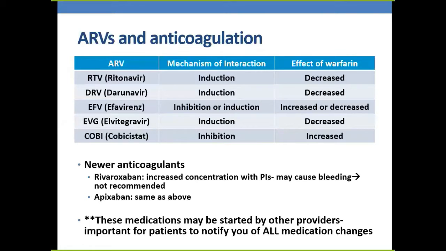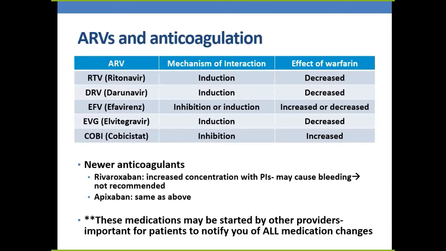So just to summarize the interactions between antiretrovirals and anticoagulation, in general, we're really worried about particularly the antiretrovirals that I mentioned before that have either induction or inhibition of the P450 system. So with darunavir and ritonavir, they induce the P450 system, and you're usually going to see a decreased effect of the Coumadin. With efavirenz, remember, it can either inhibit or induce, or both, and so sometimes you see an increased effect, and sometimes a decreased effect.